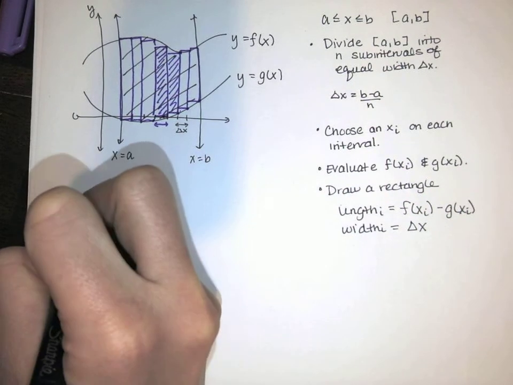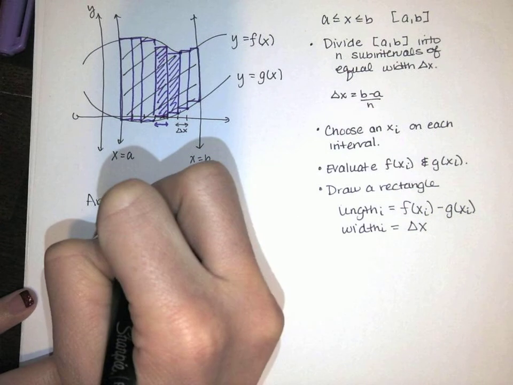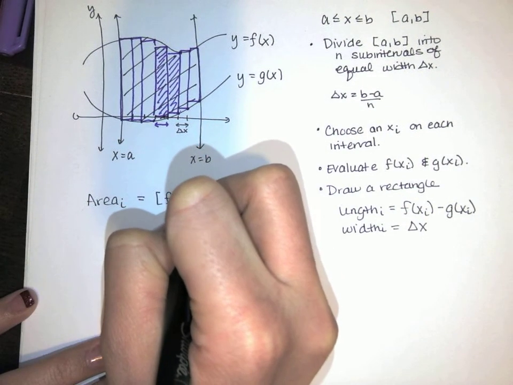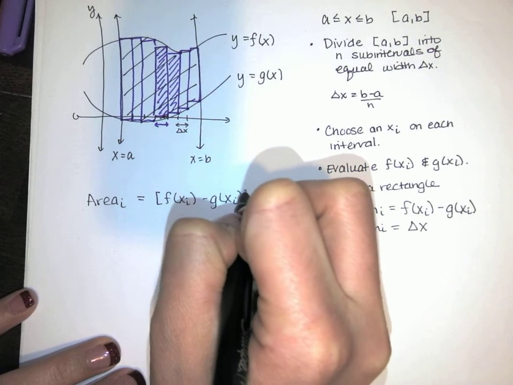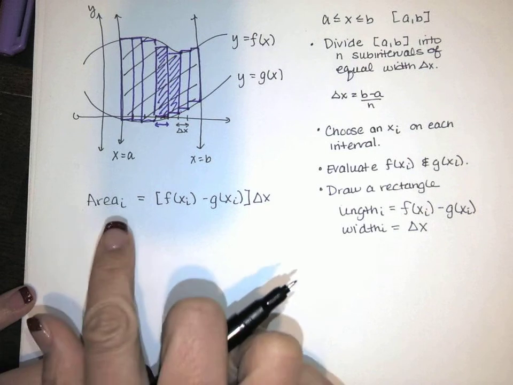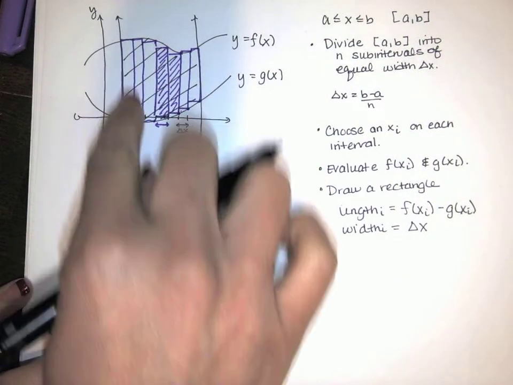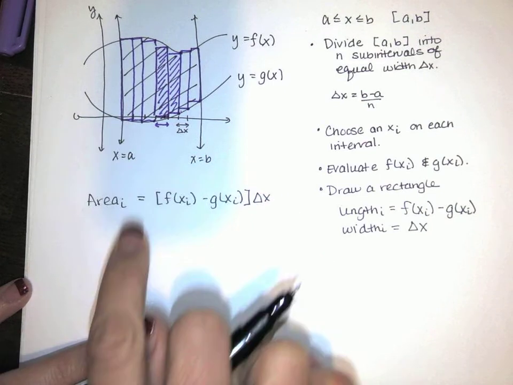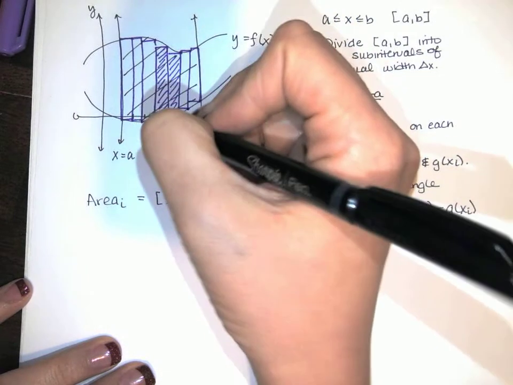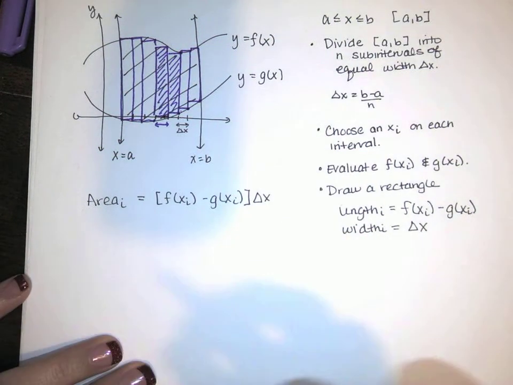And so the area of a single rectangle, I'm going to call it the ith rectangle, is the length times width. So that's f of x sub i minus g of x sub i times delta x. Now i, remember, is just the index of what's going to be a summation. Area sub 1 is the area of the first rectangle. Area sub 2 is the area of the second one. Area sub 3 is the area of the third. Area sub 4 is the fourth. So area sub i is the area of the ith rectangle.